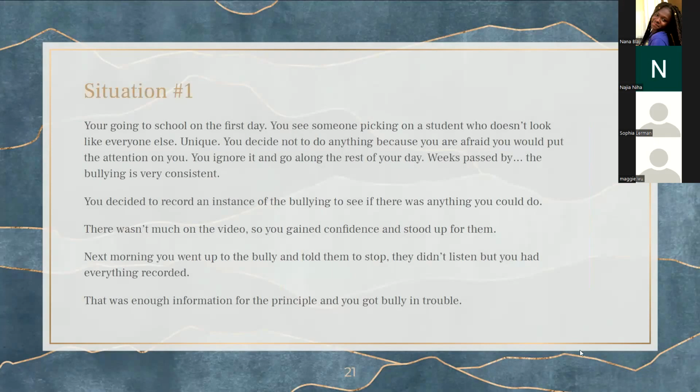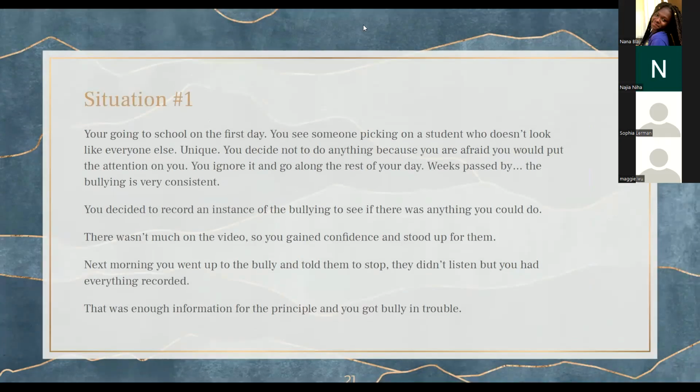All right, now we're gonna go into situations like the one you see in the video. We're also gonna talk about some actions that you could take. And Maggie is gonna go over the situations here. These are fake scenarios, but they can happen in real life situations.